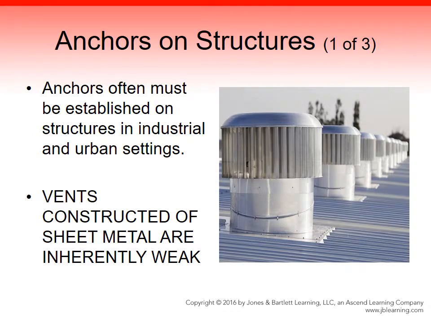Anchors often must be established in structures in industrial and urban settings. Some examples of inherently weak structural features are vents constructed of sheet metal, flashing, gutters, and downspouts, brickwork like small chimneys, and fire hydrants and standpipes.